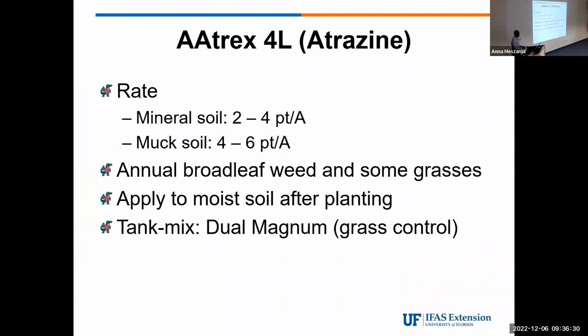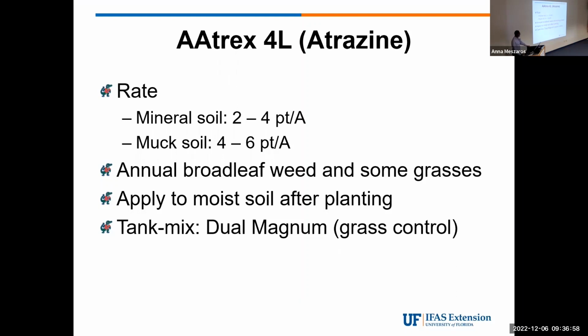So I'll go through some of the herbicides that are commonly used pre-emergence. There are a number of them, but I'll just go through the list of what we would typically use around here. We have atrazine, or AAtrex, but mostly we go by atrazine. And the use rates are different for mineral and muck soils. For mineral soils from 2 to 4 pints, and then for muck soils from 4 to 6 pints.